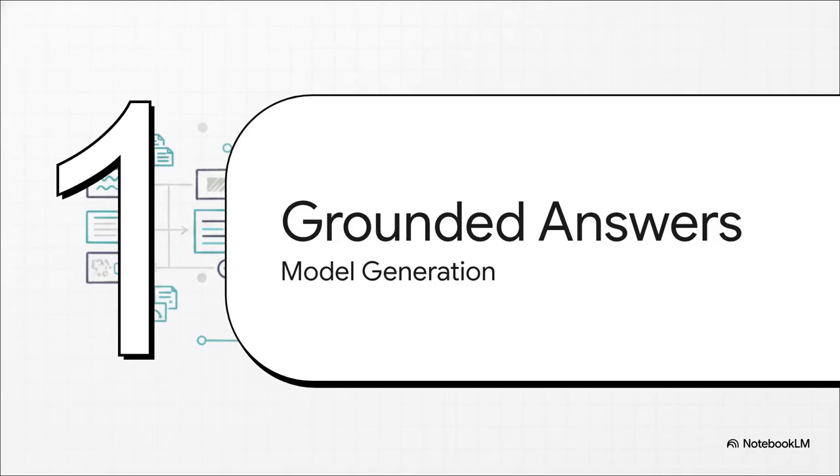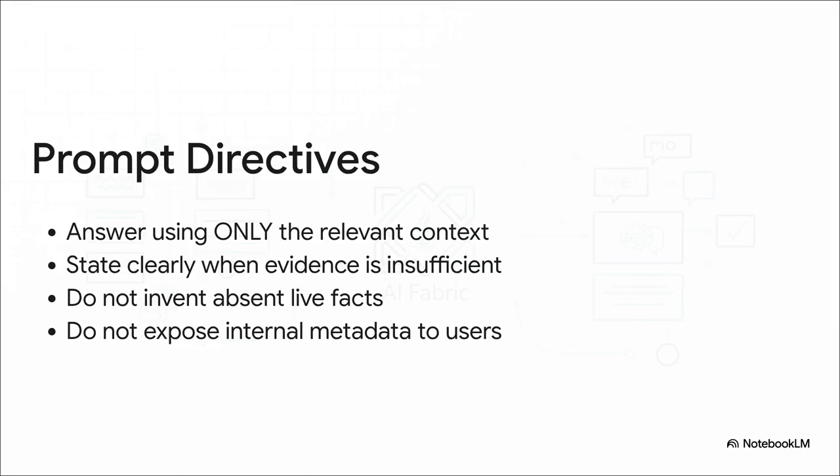Moving to Section 4, generating the grounded answer. Now we finally cross the boundary and hand our bounded, perfectly labeled context payload off for actual generation. To pull this off, AI Fabric's AI Core service uses a managed prompt overlay. This strongly instructs the model to act responsibly with the very specific evidence it's just been handed. It forcefully dictates that the model must answer using only the relevant context. It absolutely must not invent absent live facts, and it's required to keep internal metadata hidden from the end user.